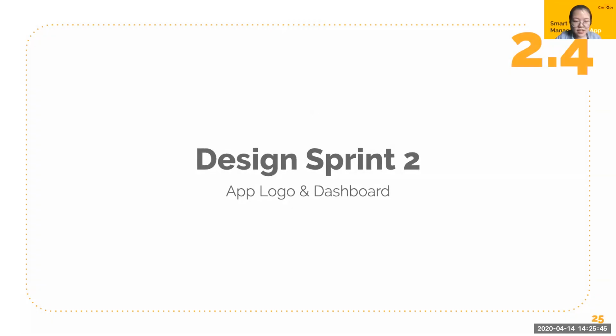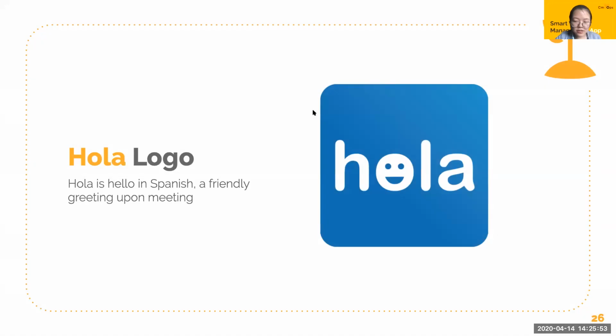So in the design sprint 2, we designed the app logo and a dashboard website for this project. Next. The app name is Hola, which is hello in Spanish, and it's a friendly greeting upon meeting. So we designed this logo as a smiley face. The biggest part of this design sprint 2 is the dashboard.